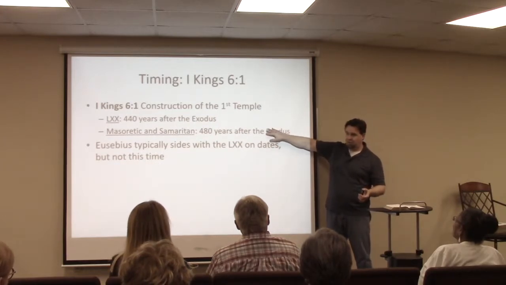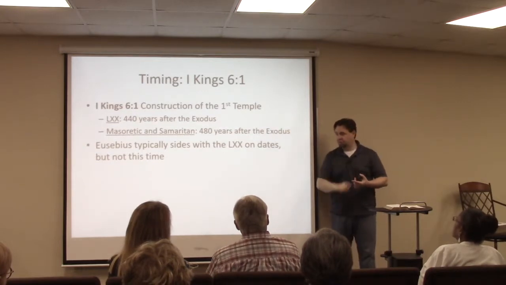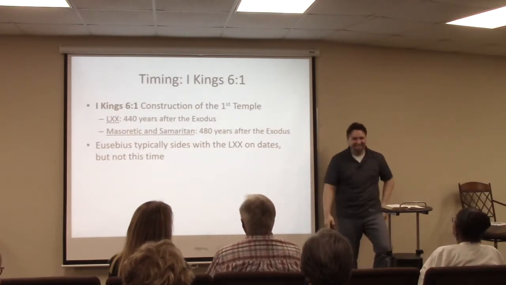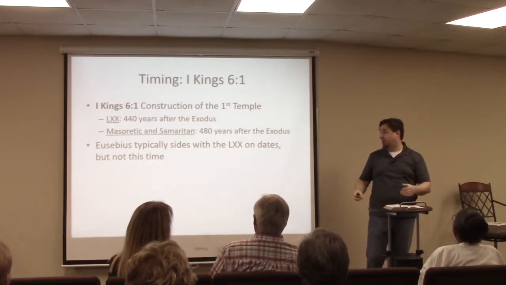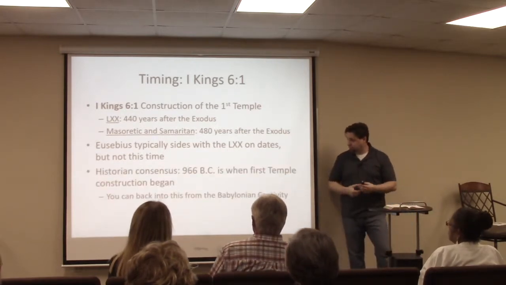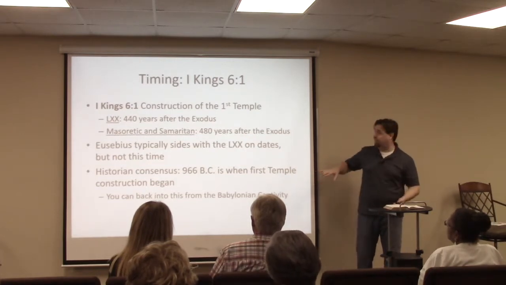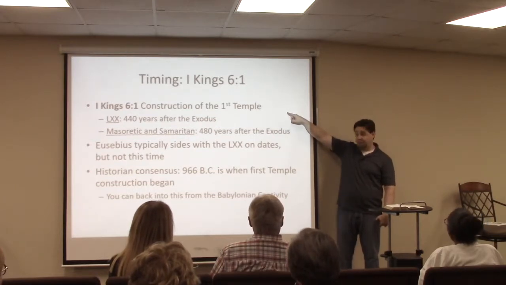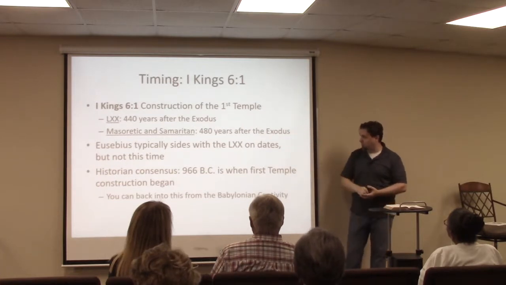And honestly, the 480 makes more sense than the 440, because we get numbers all throughout the book of Judges, and numbers in Deuteronomy, and numbers in Numbers. And numbers in Exodus, so to help us get to this actual number. So the historians' consensus is that it was 966 BC that the first temple began to be built, which would be the 4th year of Solomon's reign. So we start with 966, and you're going to add 480, you're going to add 440.